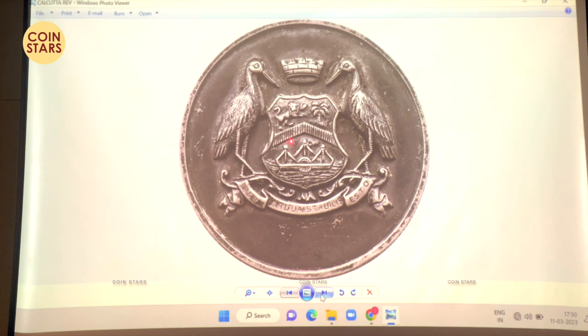This is a coat of arms of city of Calcutta. Calcutta being a river port, they had these water birds here. Possibly they are called egrets. And crown here, and this steamboat, very early of the steamboats, paddle boat they are called. Next.